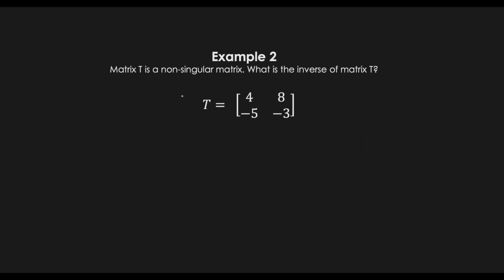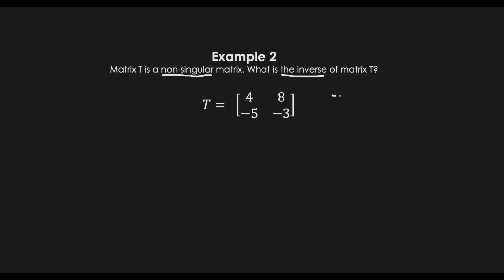So matrix T is a non-singular matrix. What is the inverse of matrix T? I'll take this opportunity to say something. You can only find the inverse of a matrix that is a non-singular square matrix. Now let's break that down. Remember, we did in a previous video what a square matrix is. That means they have the same number of rows and the same number of columns. And non-singular means that the determinant is not equal to 0. So in a later part of this video, you'll see what I'm talking about as it relates to that.